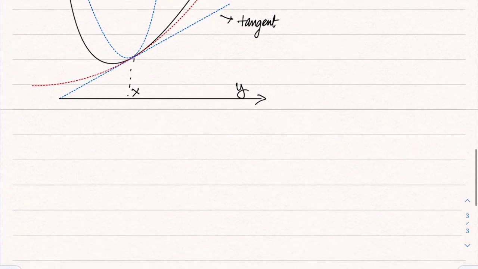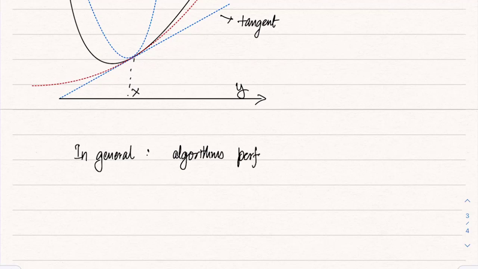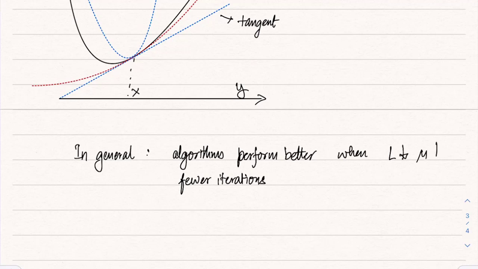Let me just conclude that, in general, algorithms perform better, in the sense that they require fewer iterations, when L is small and mu is high. L is always greater than or equal to mu, so L is small and mu is high.